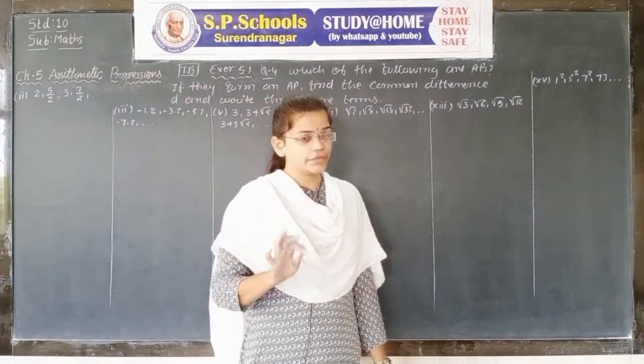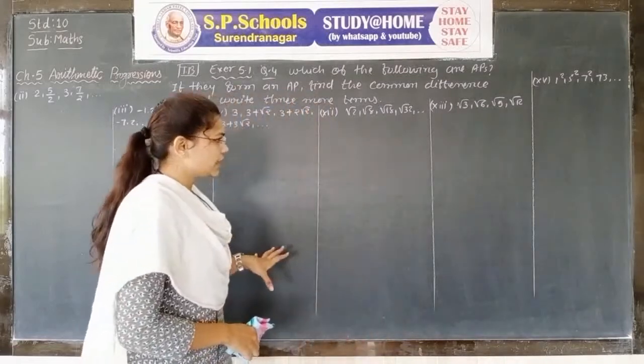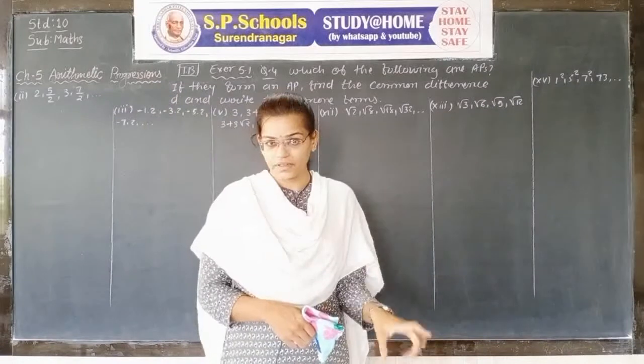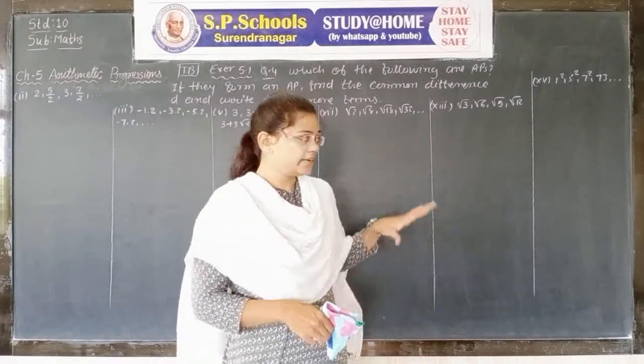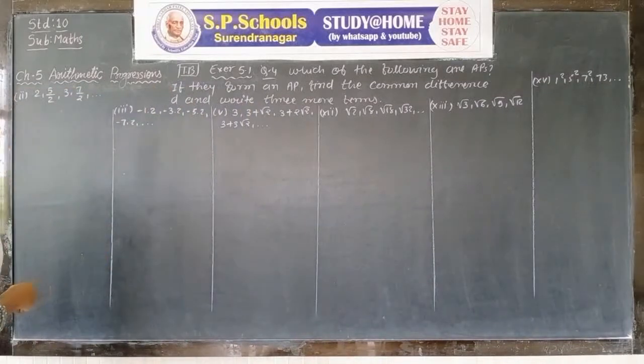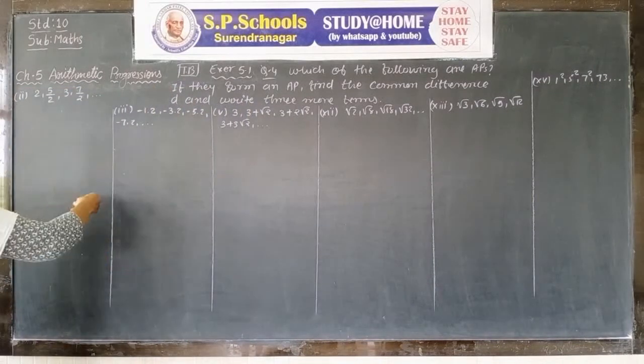There are 15 different lists of numbers given. I will explain six of them here; the rest of the others, try yourself. Keep in mind, the rest of the others, try yourself. The first list of numbers is given here.